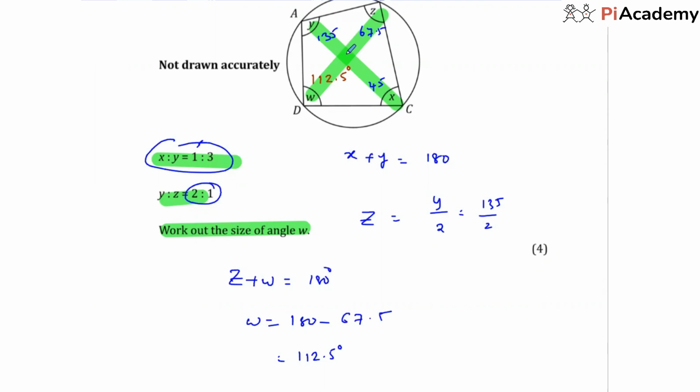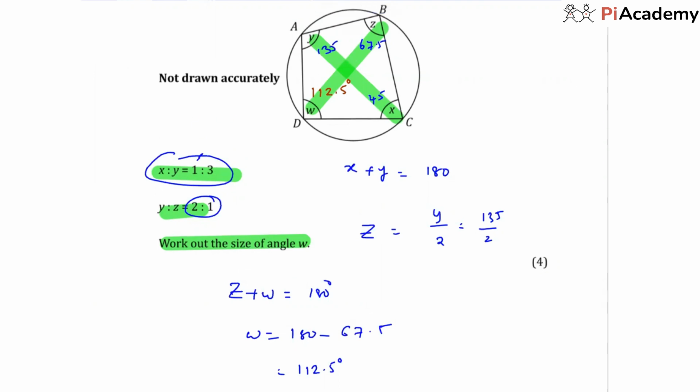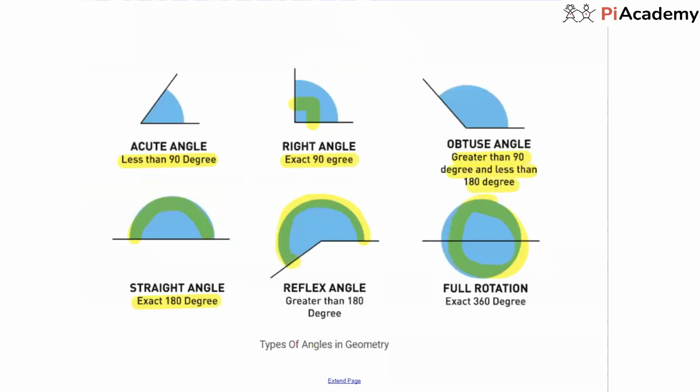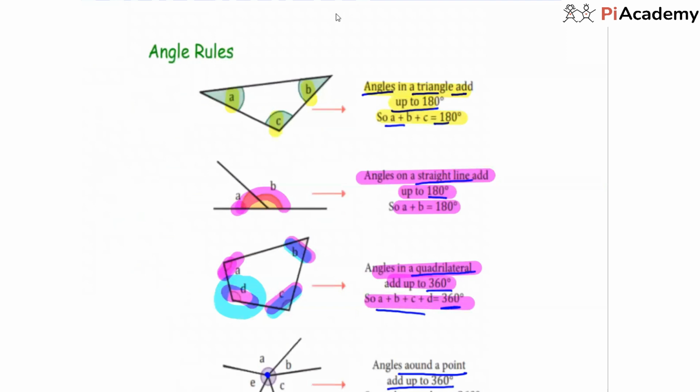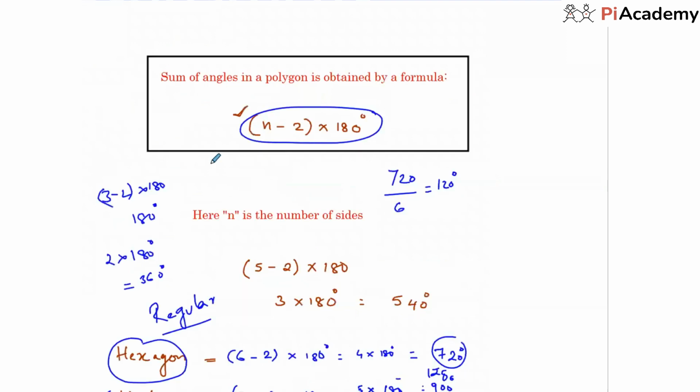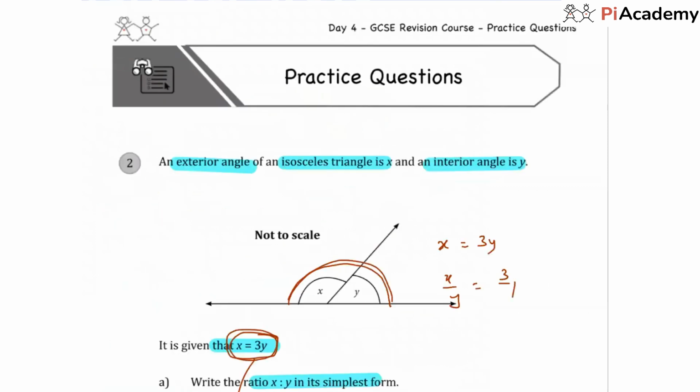Just a recap of what we did today. We started by studying different types of angles, types of triangles and then types of angles and then angle rules. And then we studied this very important formula: the sum of angles in a polygon is n minus 2 times 180. This is very important to understand. And then we did a few questions.